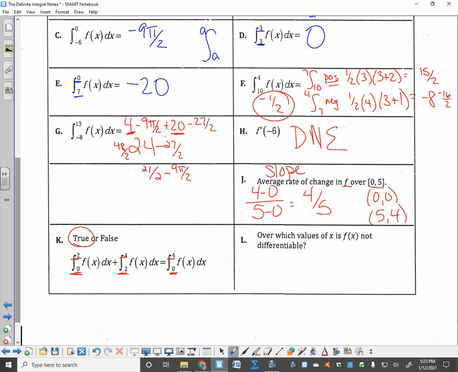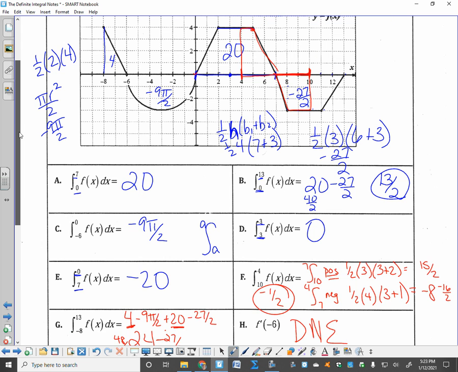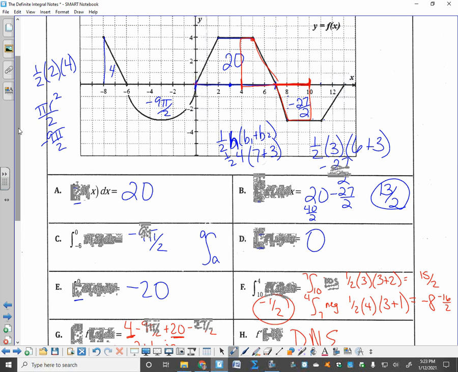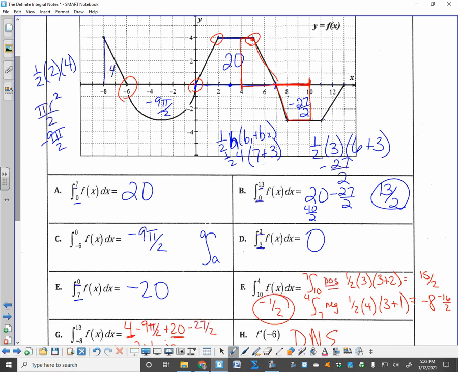Over which values is f of x not differentiable? Okay, differentiable means I can take the derivative. So that's going to be anywhere I am not continuous or anywhere I have a sharp turn. So let's see. I don't like -6. I don't like 0 or 2 or 5 or 7 or 8 or 11. Yeah, I don't like any of those. Otherwise, looks good. Continuous everywhere, that's nice, but no sharp turn. So all those x values are out.